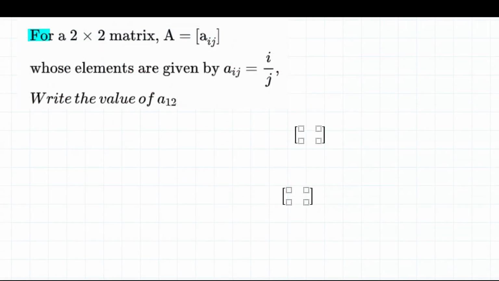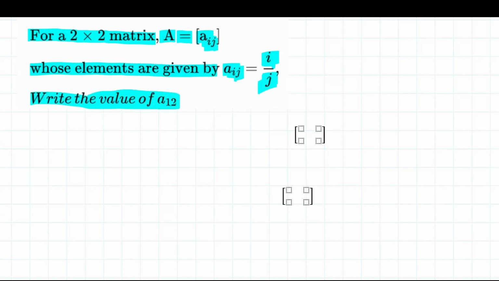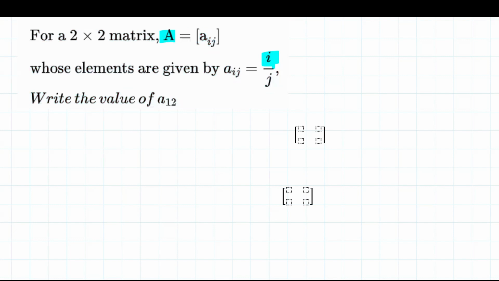Now in this question, it says for a 2 cross 2 matrix A equal to Aij, whose elements are given by Aij as i over j. What we have to find out is the value of A12. So if I take a 2 by 2 matrix, the first one is A11. The second will be A12, first row, second column.